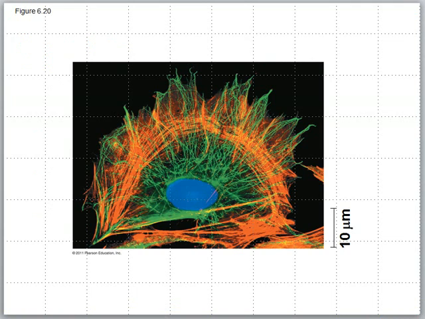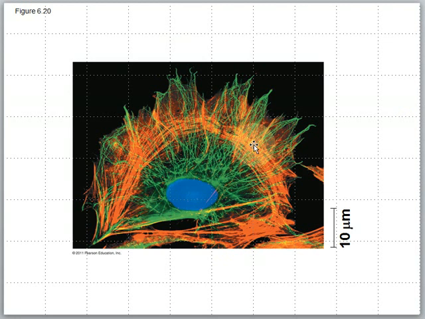Here we have a great photograph taken through a microscope of a fluorescently dyed cell with the cytoskeleton showing. The green lines that you see represent the microtubules. So these are all the larger of the structures we're going to be talking about.